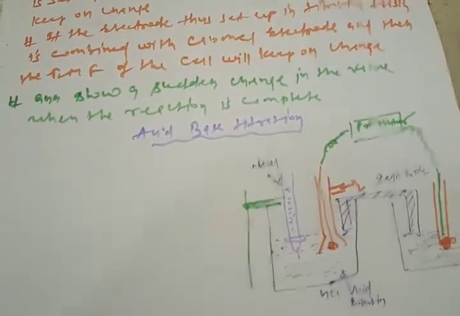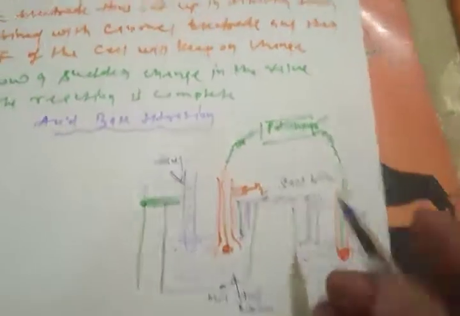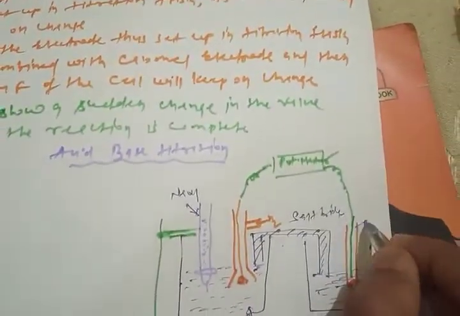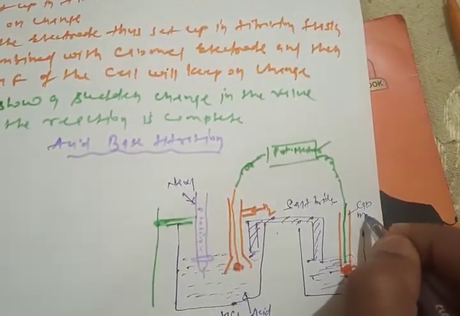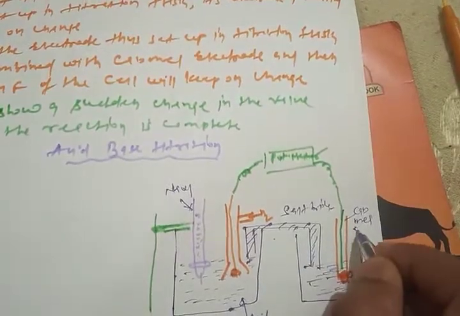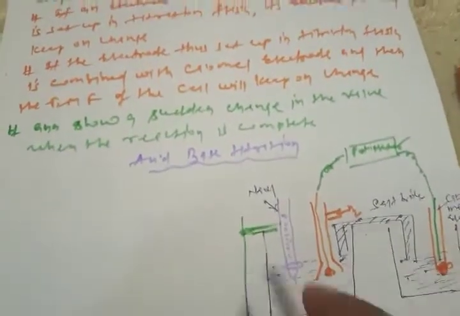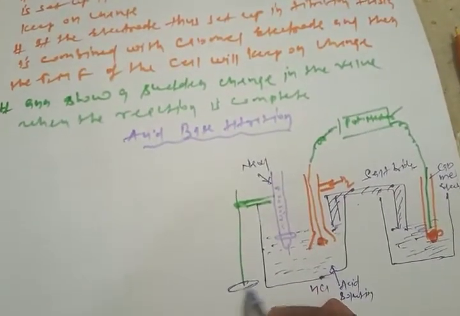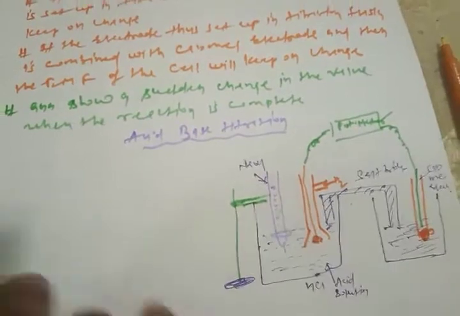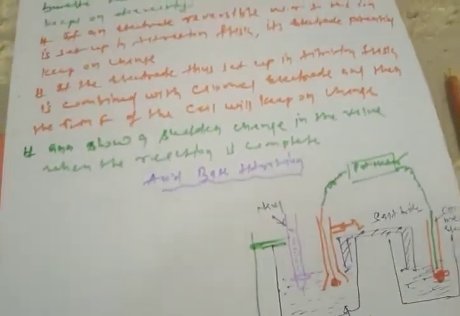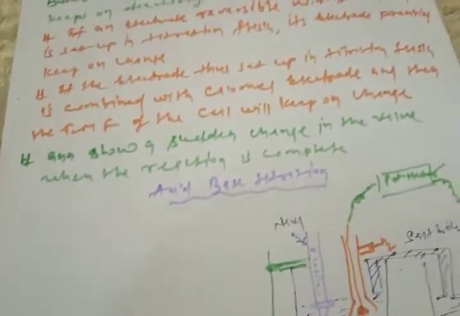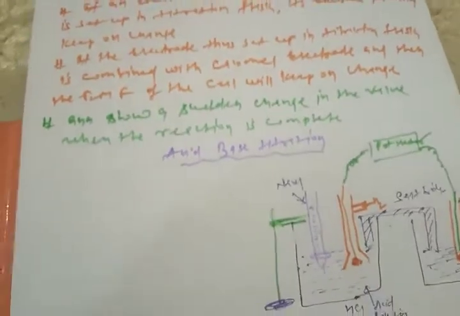Okay, so this is your calomel electrode. This is the setup we need in order to find the EMF of the solution, so that we can calculate the concentration. So let's discuss that.